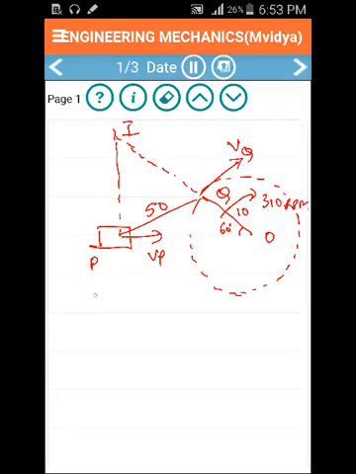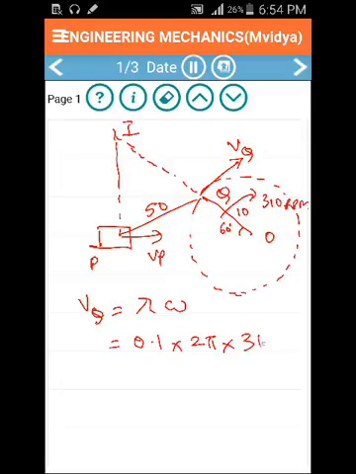We know that the velocity of Q would be R omega. R is 10 centimeter, so it is 0.1 meter. Omega is 2 pi n upon 60. 2 pi into n, which is 310 rpm, upon 60. So that works out to 3.245 meter per second.